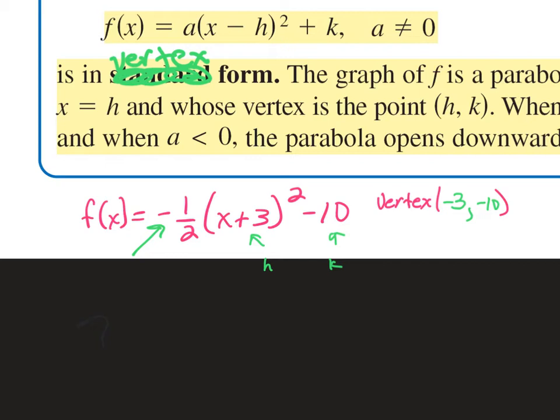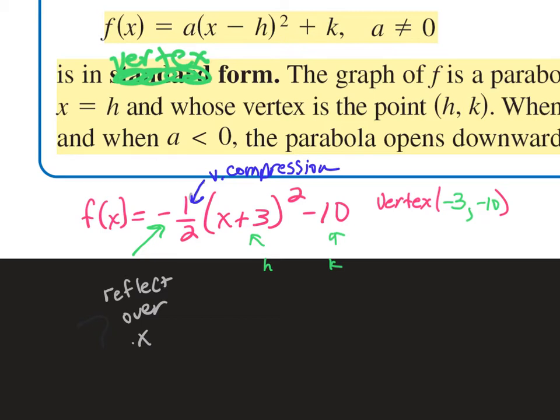That negative out in front. That's a compression, right? Well, no, this is the compression. What is the negative sign? Oh, it's going downwards. It's going to reflect over x. And then the 1/2, since it's between 0 and 1, because we always look at the absolute value of that, is going to be a vertical compression. That means it's going to smush it. It's going to be wider.